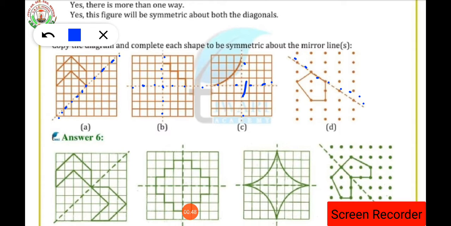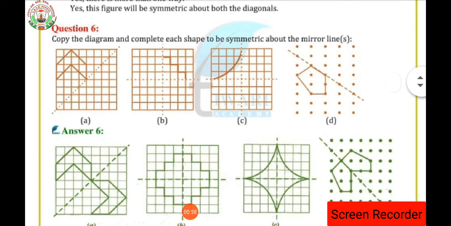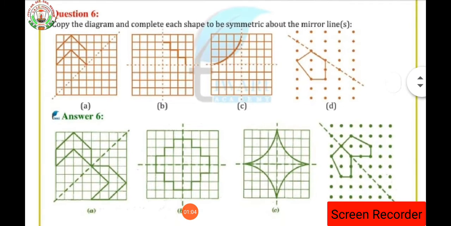So what is said in the question? You have to copy the diagram and complete each shape. Copy the diagram, that means as given in the question, in the same way you have to copy in the answer. That means an incomplete diagram is given in the question, you have to complete the diagram. So have you understood what you have to do? So let's see the solution for question number 6.